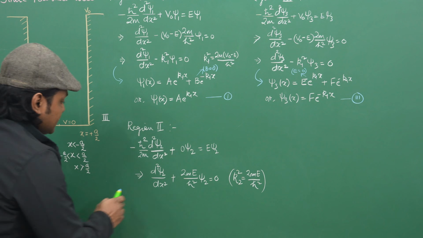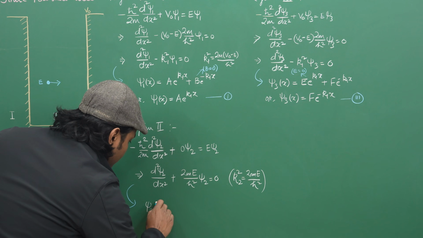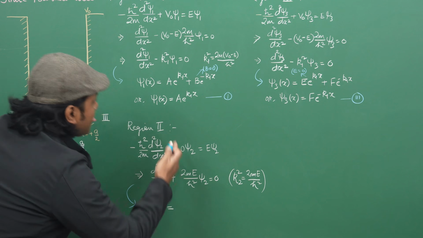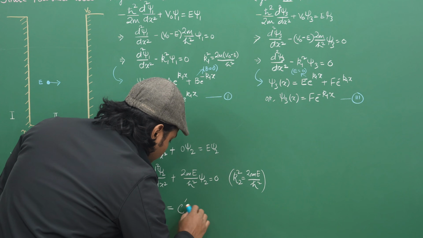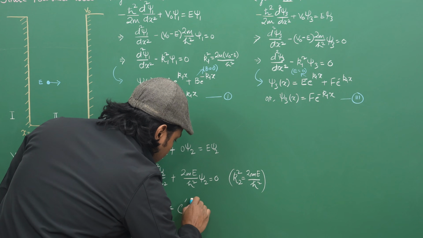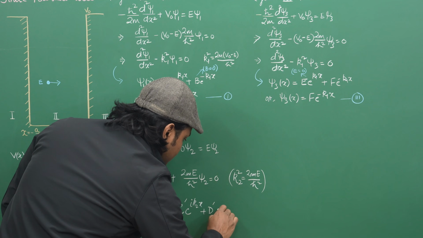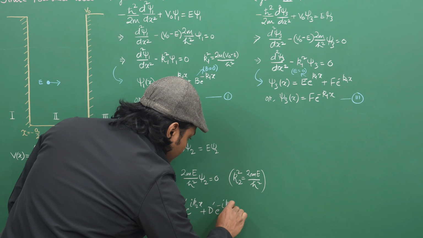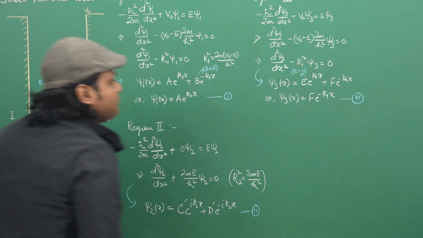So this again is a standard differential equation whose solutions are oscillatory. So psi 2(x) comes out to be, I'm going to be using constants, after A, B and then C, D, let's suppose C dash e to the power i k2x plus D dash e to the power minus i k2x for region number 2. All right.